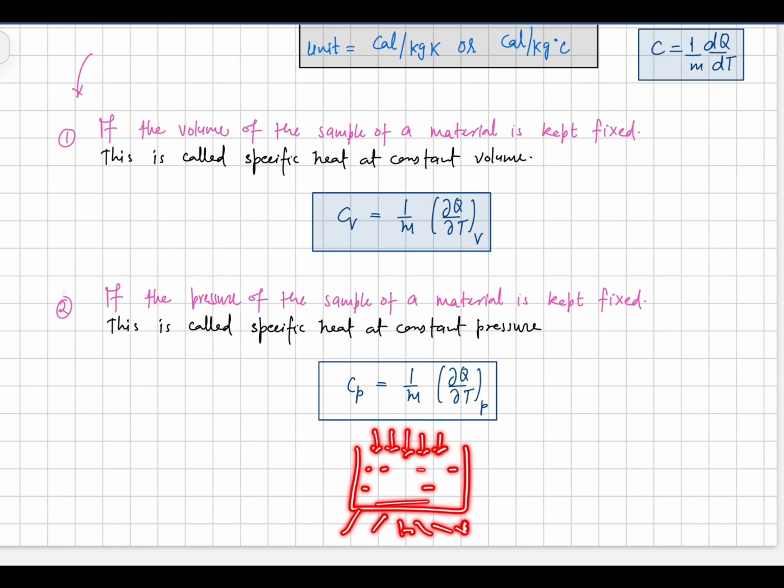नीचे से हम इसको हीट कर रहे हैं तो प्रेशर इज फिक्स्ड, देयर इज नो एक्सटर्नल प्रेशर. सो दिस इज द केस व्हेन द स्पेसिफिक हीट एट कांस्टेंट pressure will be used.